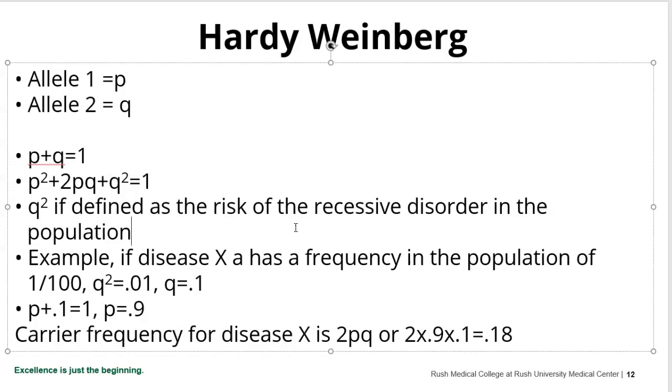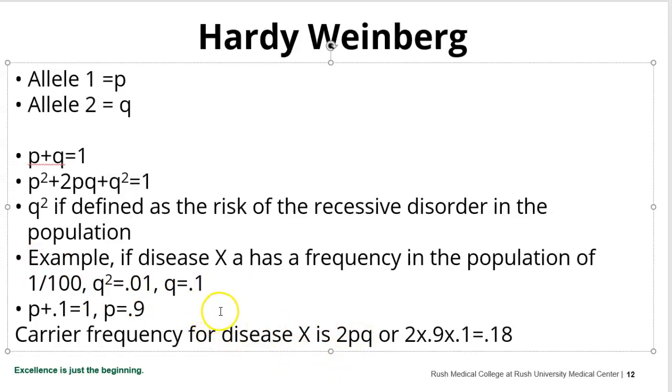If disease X has a frequency in the population of 1 in 100, then Q squared is 0.01, or Q is 0.1. P plus 0.1 equals 1, or P is 0.9. Of course, there's very few things that are recessive that have a population of 1 in 100. So in most cases, P is 1. Here it's 0.9, but 2 times 0.9 times 0.1 is 0.18. But again, I'm just giving you an example of when we could actually look at P.